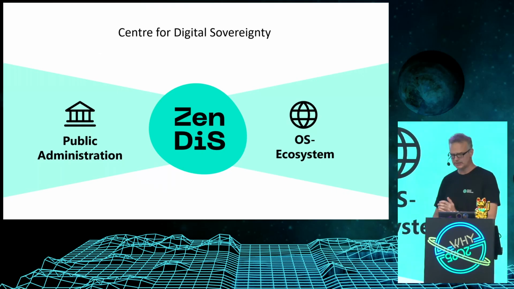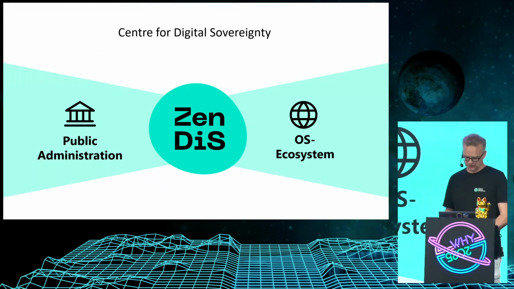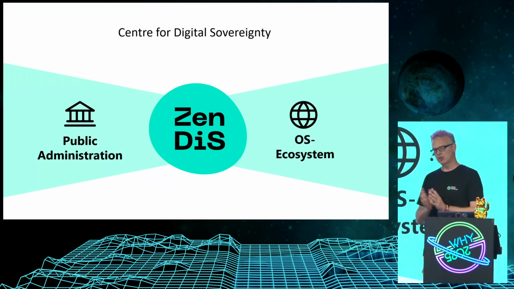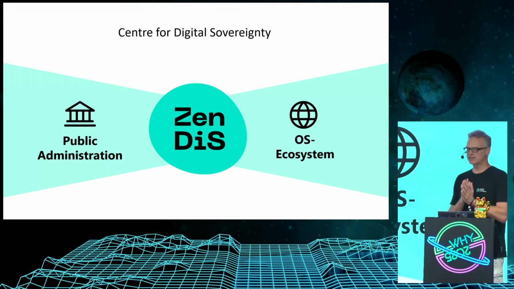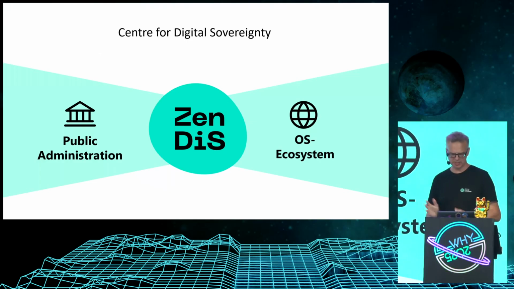So ZenDiS, again, the Center for Digital Sovereignty, is a little startup founded in 2023. It started operating in 2024. I joined a year ago when there were less than 20 people. Now we are around 30.